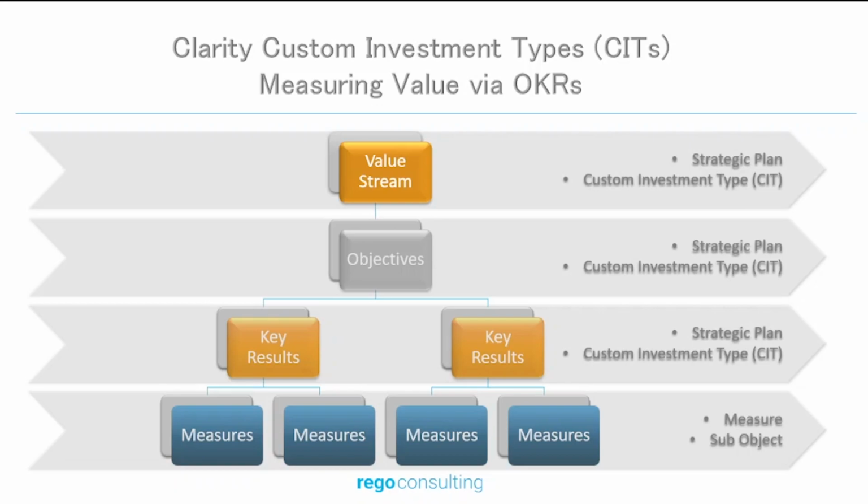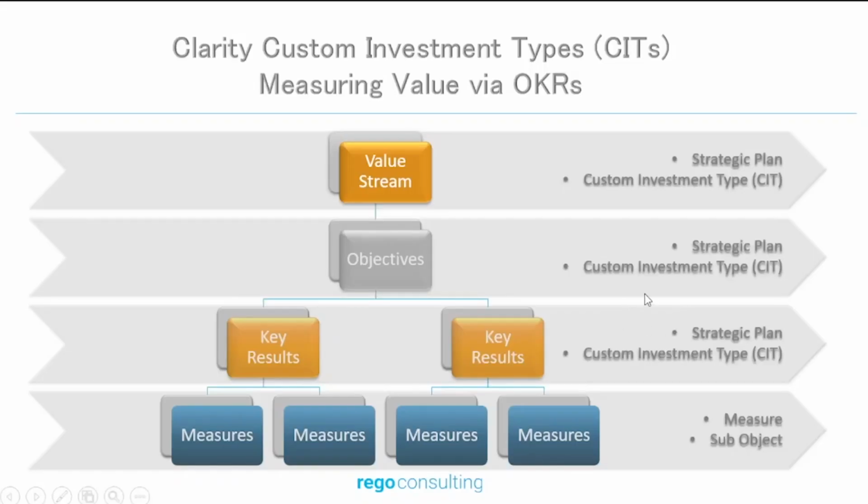As you can see from this slide, we have created only two new objects. One is a custom investment type, or CIT, which we have called strategic plan. The other is a custom object, which is a sub-object of strategic plan, which we have called measure. Okay, let's get into it. I am going to jump into my Clarity instance.